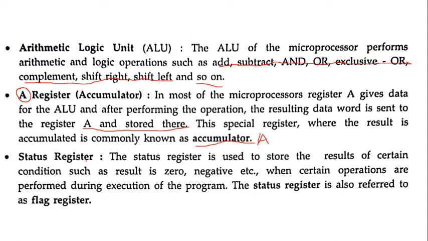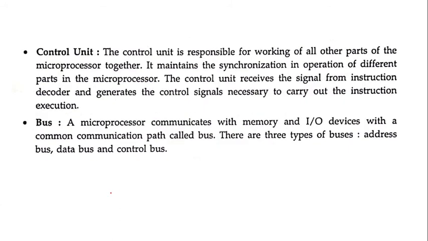Next one, that is the status register. The status register is used to store the result of certain conditions, such as the result is 0 or negative, etc. So we have specific types of results, and at that time we can use the status register to store those different results when certain operations are performed during execution of the program. The status register is also referred to as the flag register. Okay, sometimes it is also called a flag register.